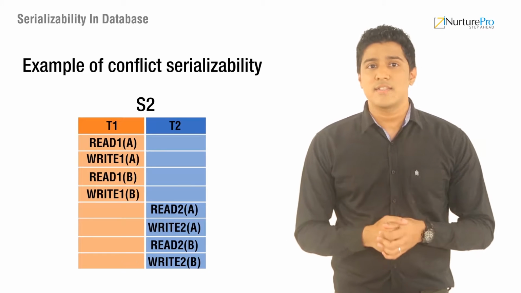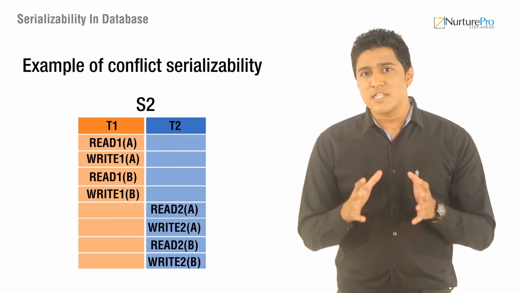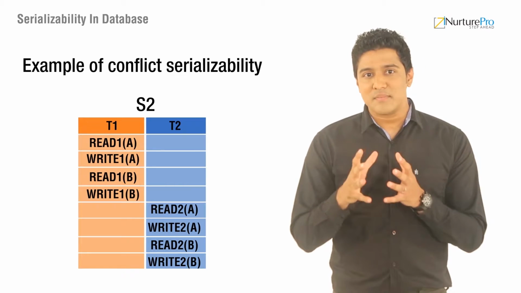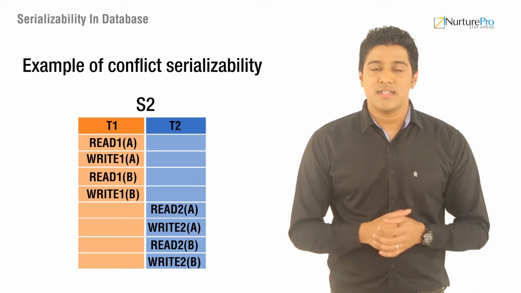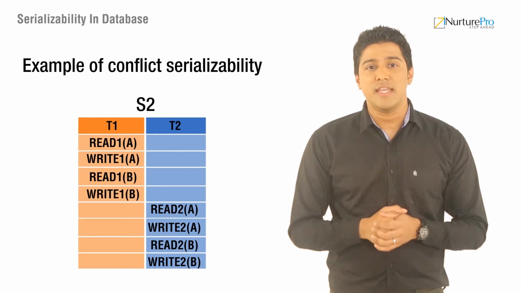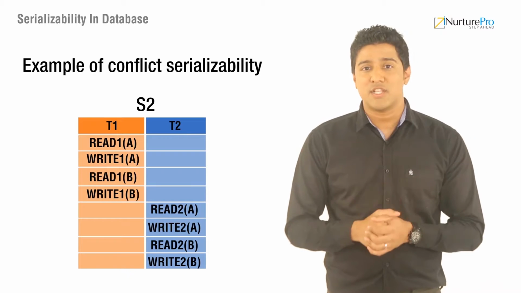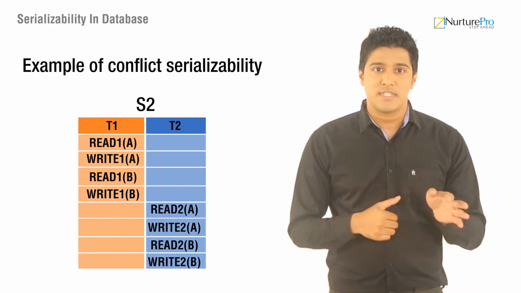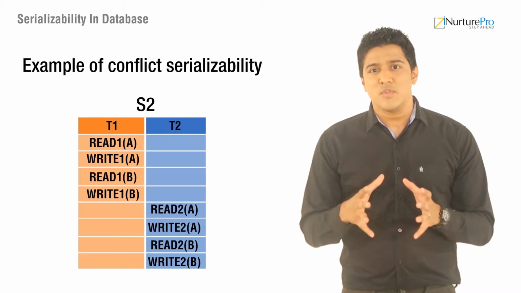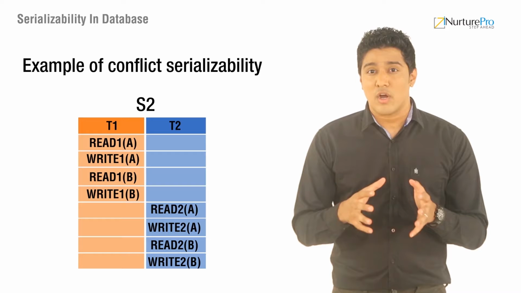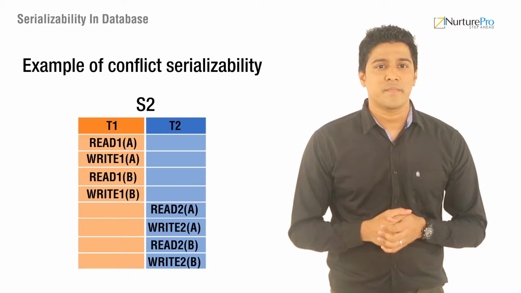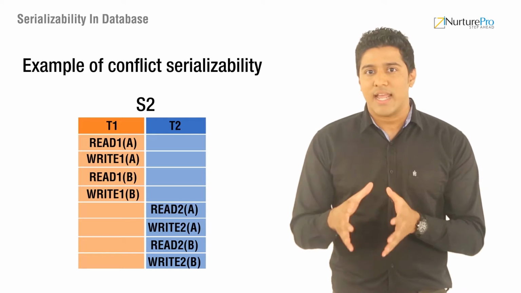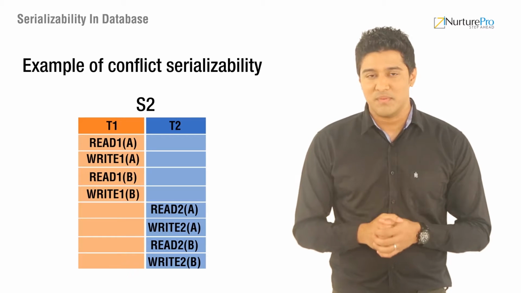Now we shall take the serial schedule as S2 and first perform all the read and write operations of S1 for data items A and B in T1 serially. Similarly, perform all the read and write operations of S1 for data items A and B in T2 serially. Now we have to check whether both the schedules are conflict equivalent or not. If they are conflict equivalent, then we can say that S1 and S2 are conflict serializable.